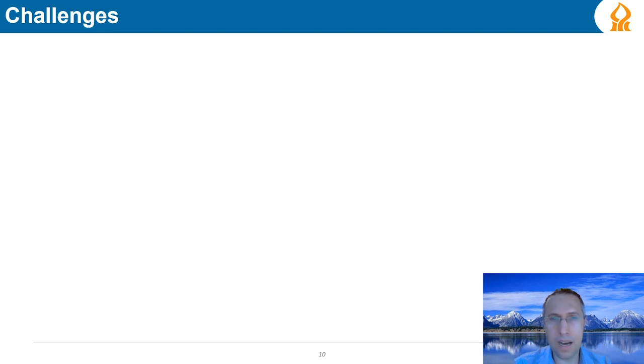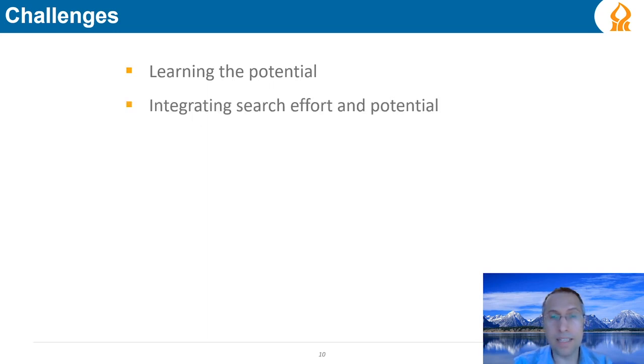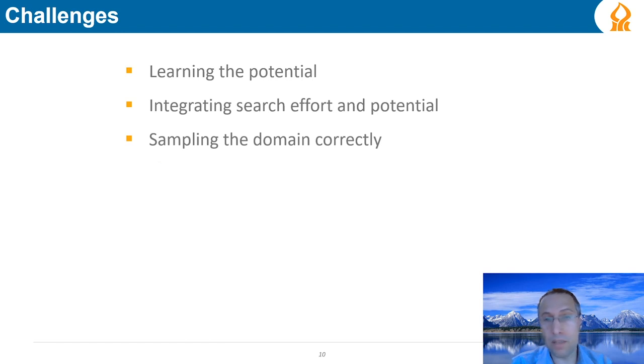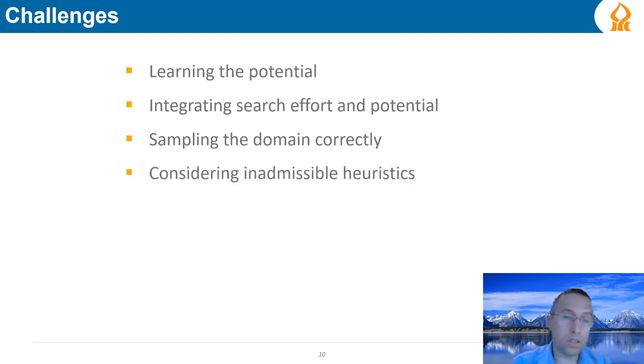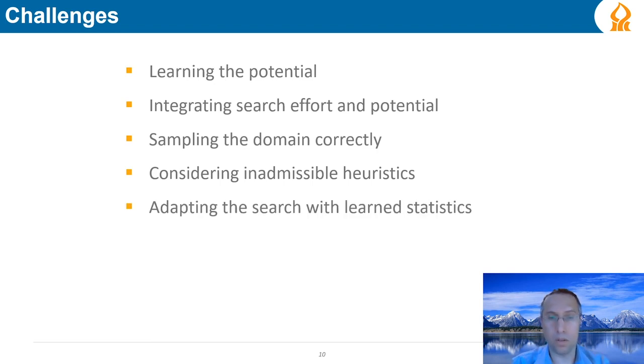There are so many hard and interesting challenges left to work on. We can try to learn the potential in potential search using machine learning. We can try to integrate search effort and not just the probability of getting to some node. We can try to look at different ways to sample the domain. Also, integrating inadmissible heuristics is likely to yield significant gains because such heuristics can be very, very effective and accurate. Also, adapting the search in other ways with learned statistics is an interesting challenge.